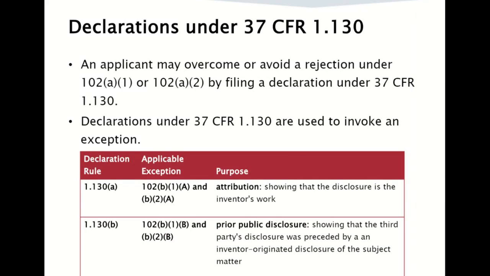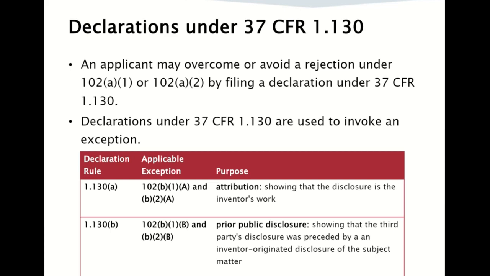An examiner may make a legitimate rejection, and thereafter, in the applicant's response, it may be demonstrated that there was an applicable exception, or the applicant may invoke an exception in the response. We'll now look at ways of invoking the exception using declarations under 37 CFR 1.130. There are two basic kinds of declarations. First, 1.130(a) is used to show that the potential prior art disclosure was the work of the inventor or a joint inventor to invoke exceptions under either 102(b)(1)(A) or 102(b)(2)(A).